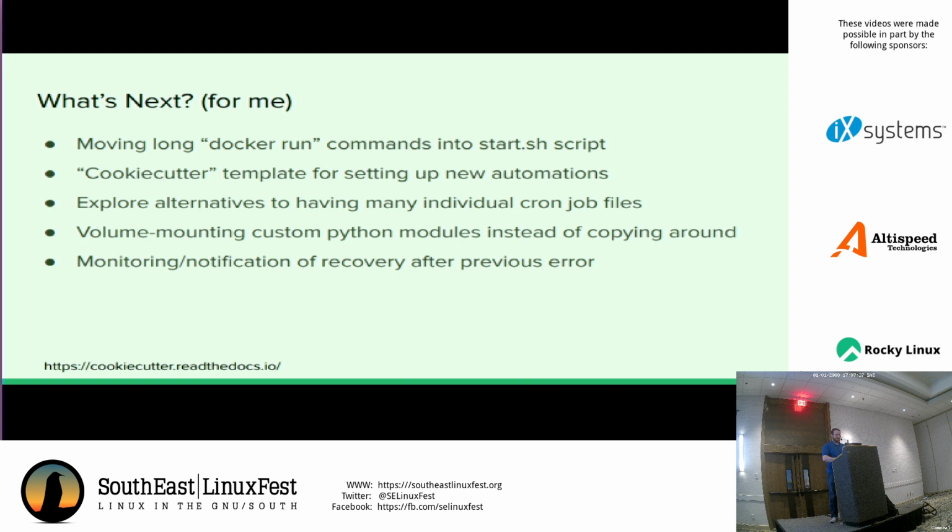And then monitoring and notification of recovery after previous errors. So this will be notifying not just about automation errors, but success after a failure. For automations that run many times a day, if an error happens, it would be nice to see confirmation that it resolved itself later instead of only seeing the error emails in your inbox. I'll probably implement this in Splunk, but that's something I want to do going forward too.